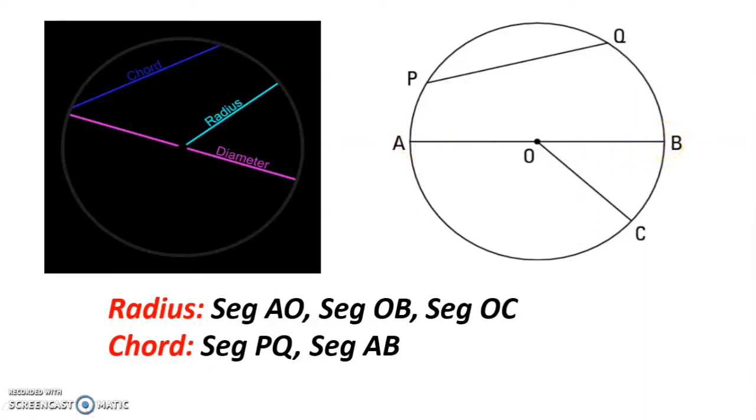Now the third is the diameter. What was the definition of a diameter? A diameter is a chord passing through the center of the circle. Now which is the center of the circle? This is the center. And which are the chords in this? PQ and AB are the only two chords. Is PQ passing through the center? No. Is AB passing through the center? Yes. So the diameter of the circle is segment AB.